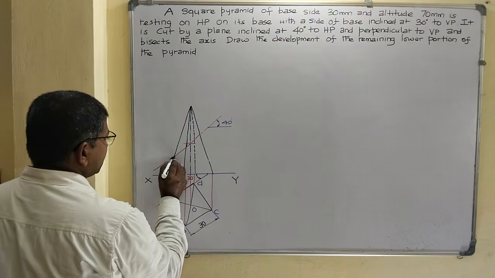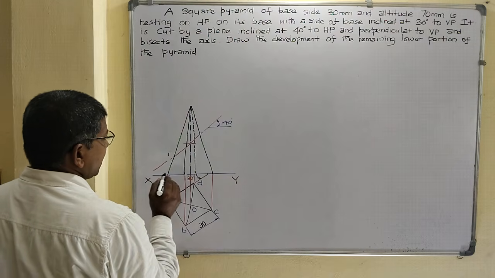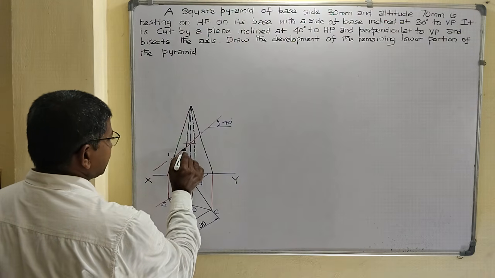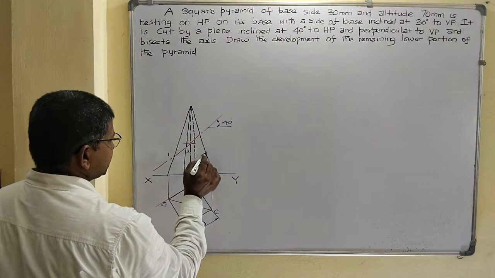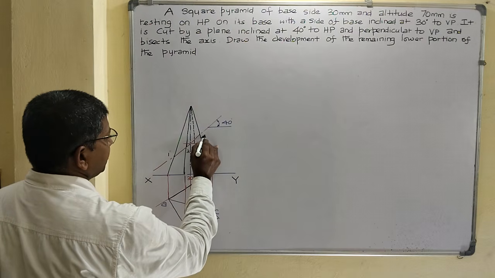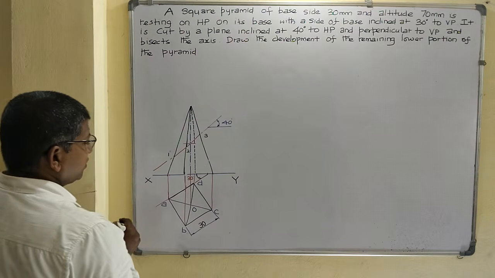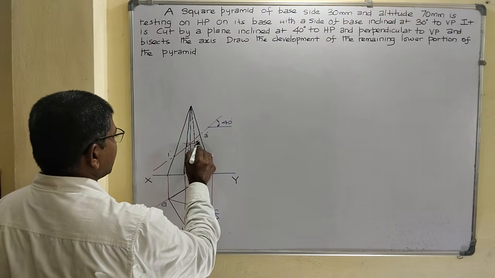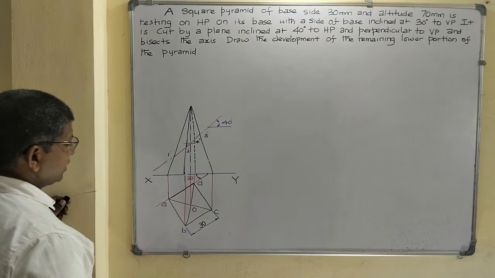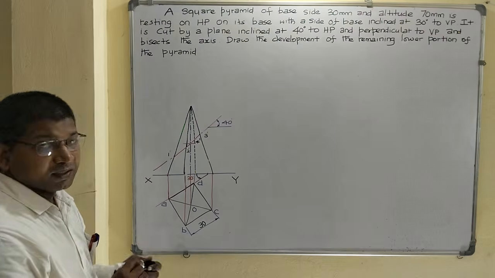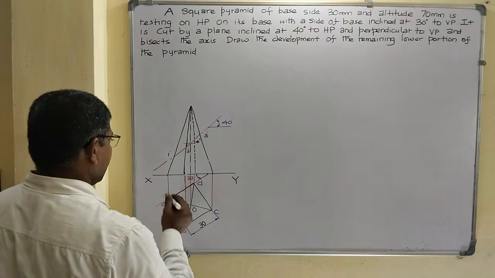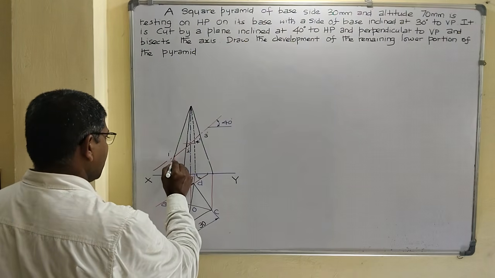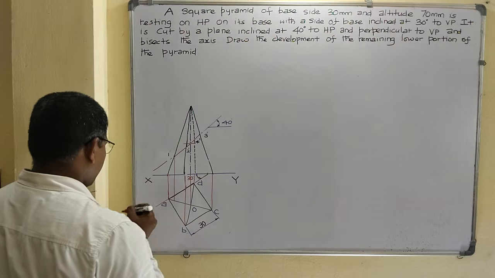Point 1 on slant edge OA. Point 2 on slant edge OB. Point 3 on slant edge OC. Point 4 on slant edge OD. Now mark the cutting points on the top view. Draw perpendicular extension line from the 1 dash to slant edge OA. Mark the point 1.